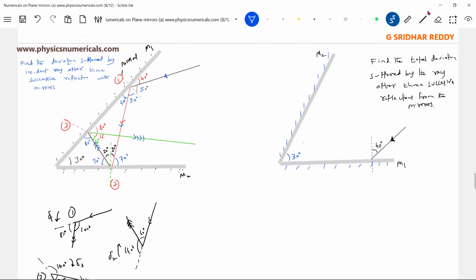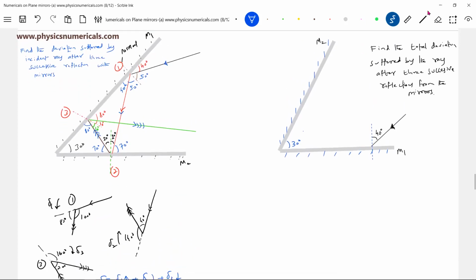Okay, now similarly, we'll take another question related to this. Find the total deviation suffered by the ray after 3 successive reflections from the mirror. Now, the ray is incident on the mirror M1.